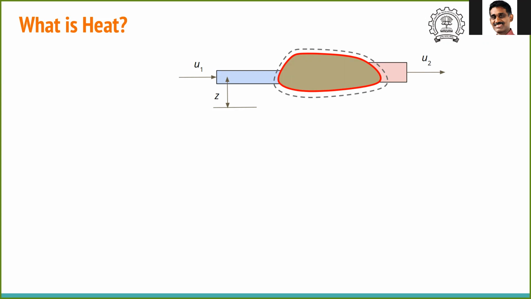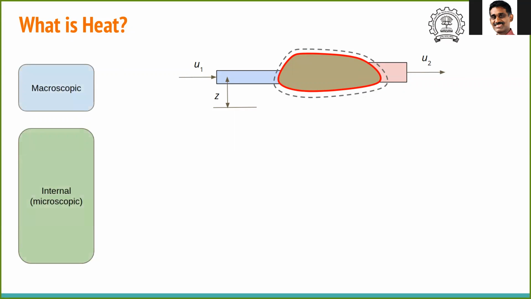So consider a system in which this boundary marked by red is the system, and there is some fluid that is entering the system at some temperature and exiting the system at some other temperature. So we are talking about heat transfer in and out of the system, and we want to understand what we mean by heat. So let us look at the overall energy transfer, a kind of an overall energy balance. We have two kinds of energies here, the macroscopic and the microscopic or the internal.